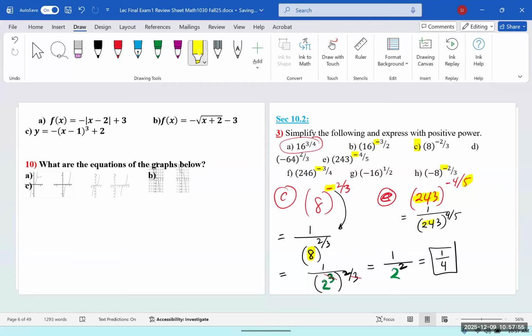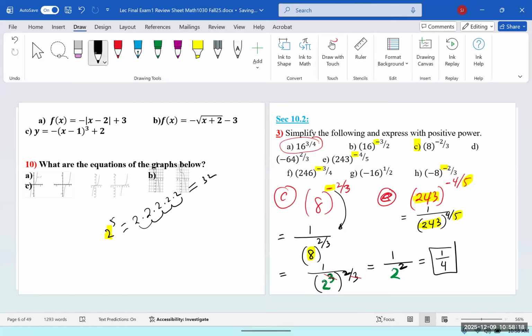And then we are going to rewrite this 243. So when you see a big number on the denominator, you start from 2. Let's see what is 2 to the 5. So you multiply 2 times 2 times 2 times 2 times 2. And you get 2 times 2, 4, 4 times 2, 8, 8 times 2, 16, 16 times 2, 32.